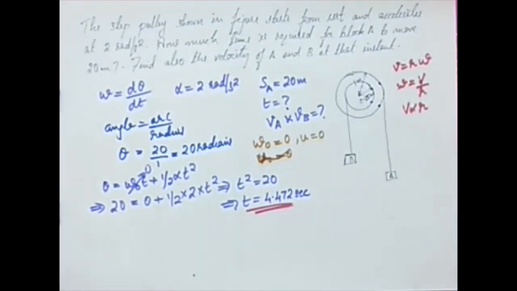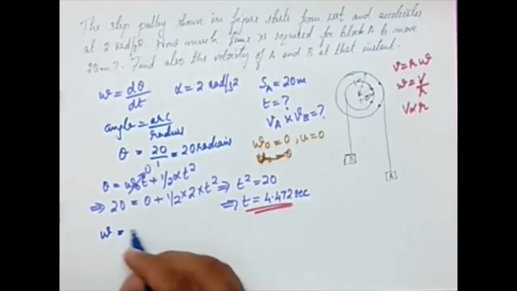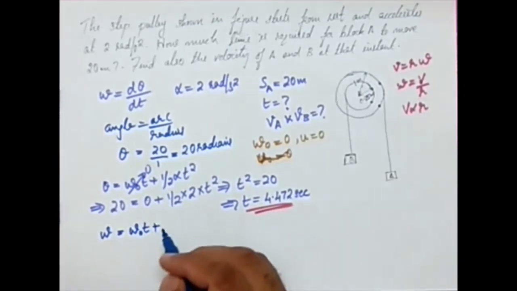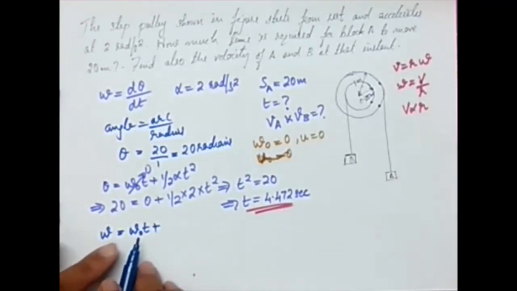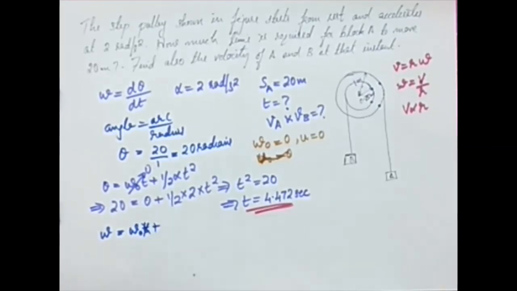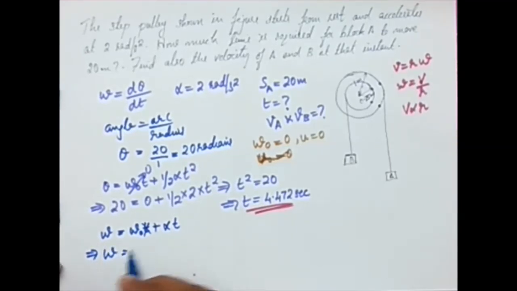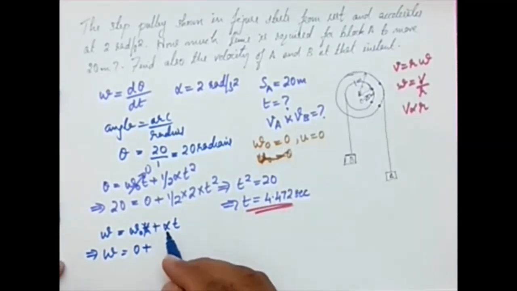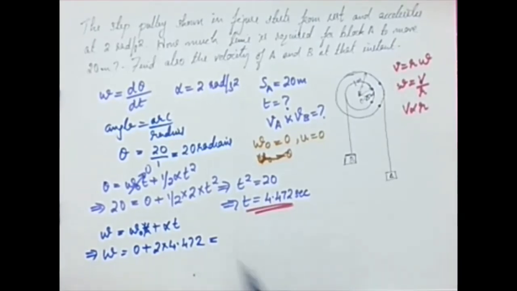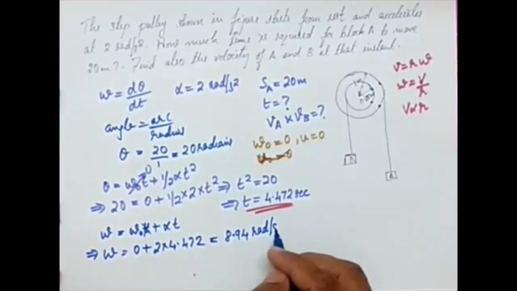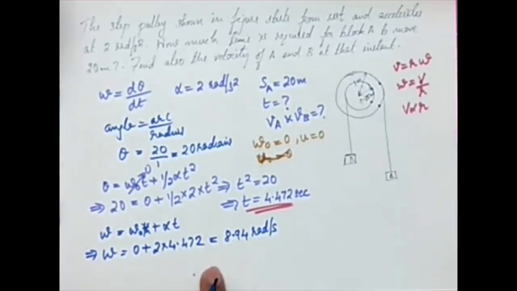So how to calculate omega? We have all the information. So we can use the expression omega equals omega naught plus alpha t, that is basically V equal to U plus AT. Omega naught is 0, so this term becomes 0. Alpha is given in the problem as 2, and time we got as 4.472. So I'm going to get the angular velocity as 8.94 radian per second.